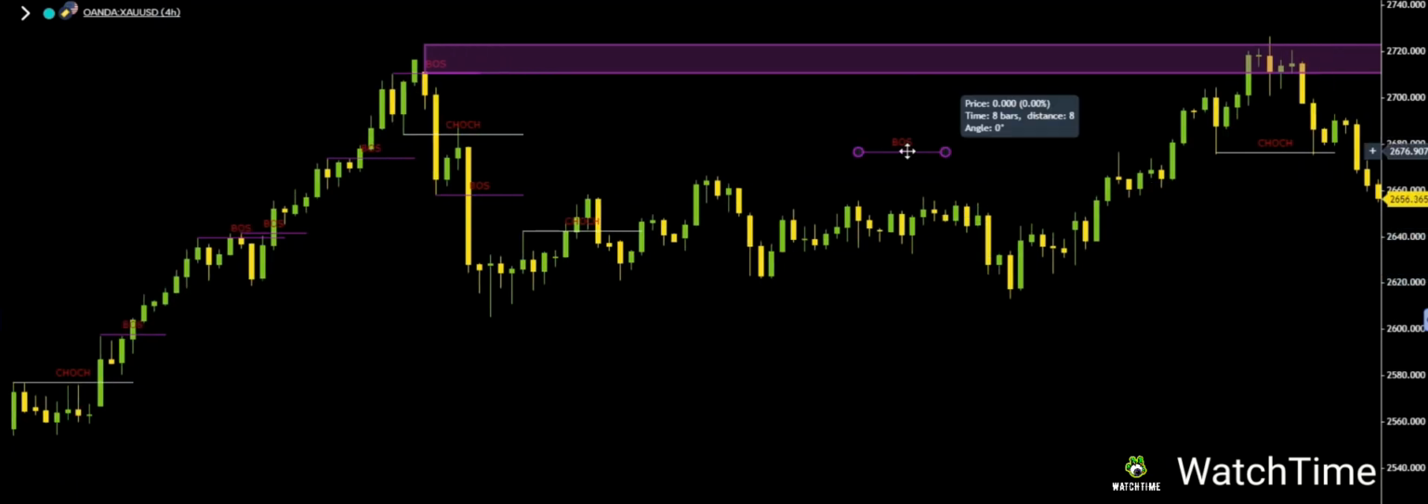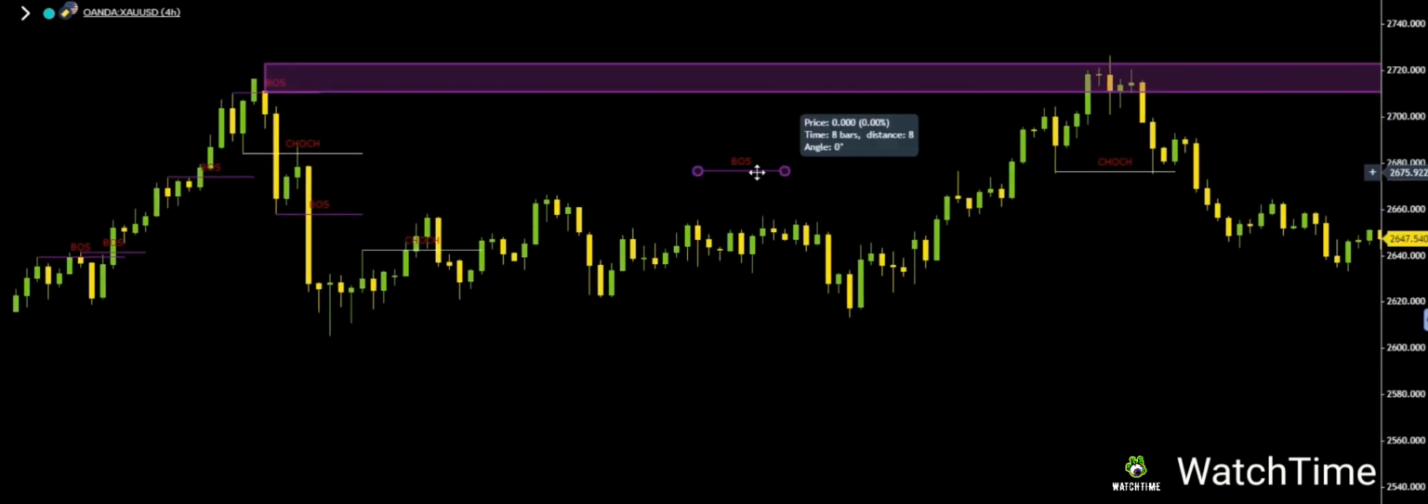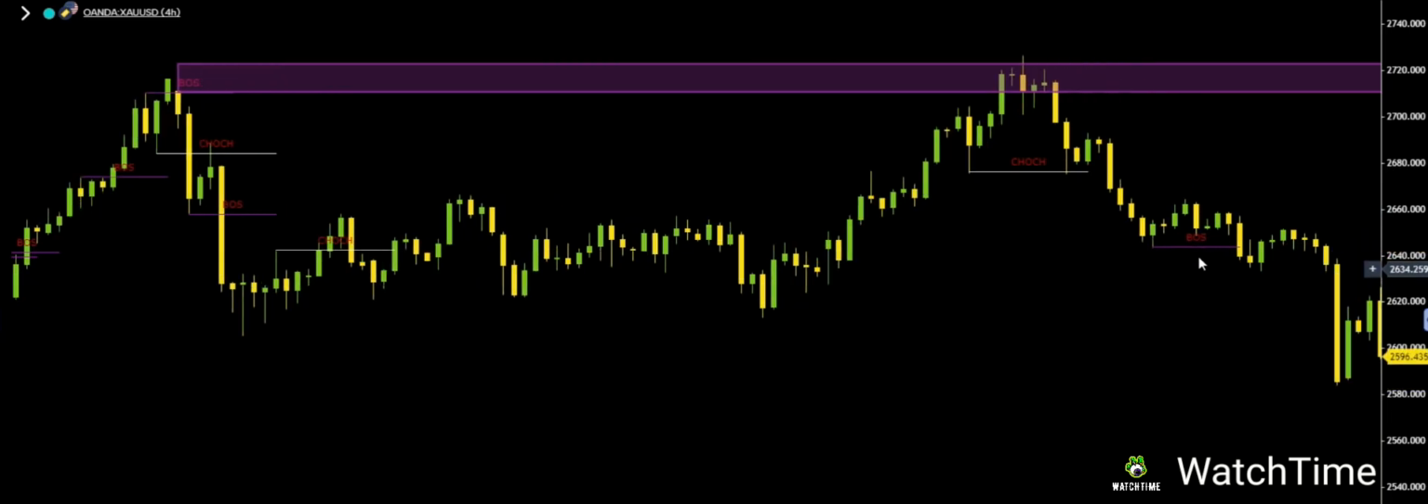Why wait for BOS or CHoCH? Waiting for a BOS or CHoCH gives you the confirmation you need to trade with confidence. Why it's so important: it reduces the risk of false breakouts. The market can often give false breakouts where price moves through a zone only to reverse quickly.